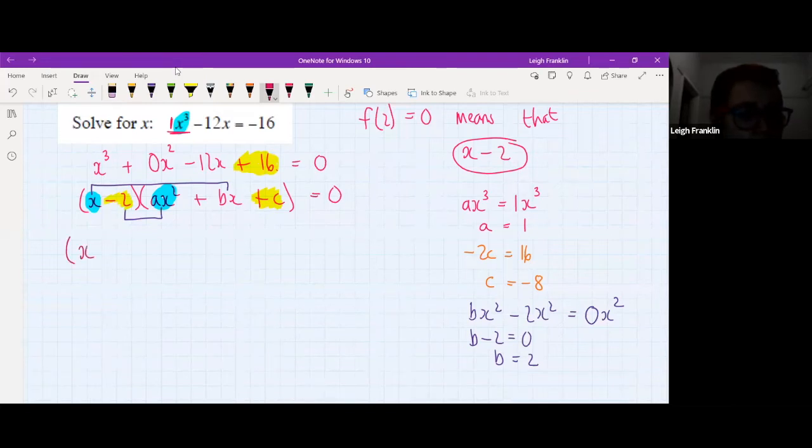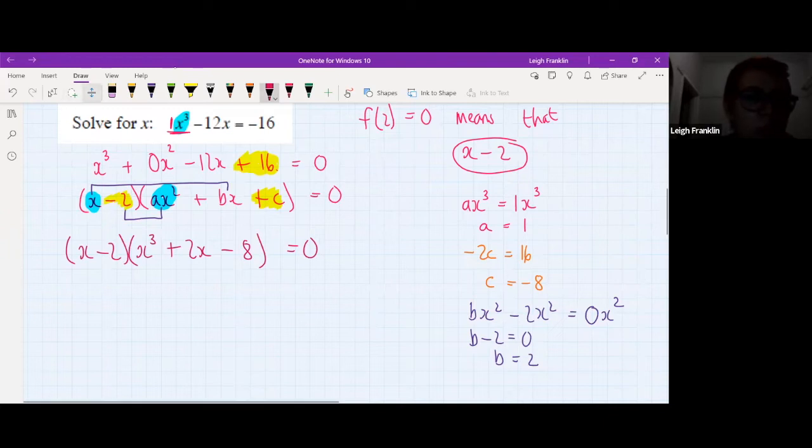So now we've got x minus 2, our linear factor. Then a was equal to 1, so that's 1x squared. B is equal to 2, so that's plus 2x. And c was minus 8. Oh, not cubed. Why did I write cubed? Sorry, I meant squared. And now we've got to factorize our trinomial. If it does factorize, we must factorize it. Sometimes it will factorize, sometimes it won't.